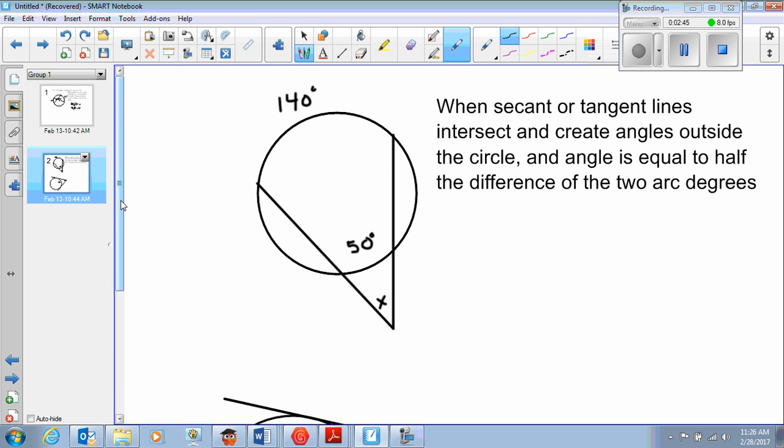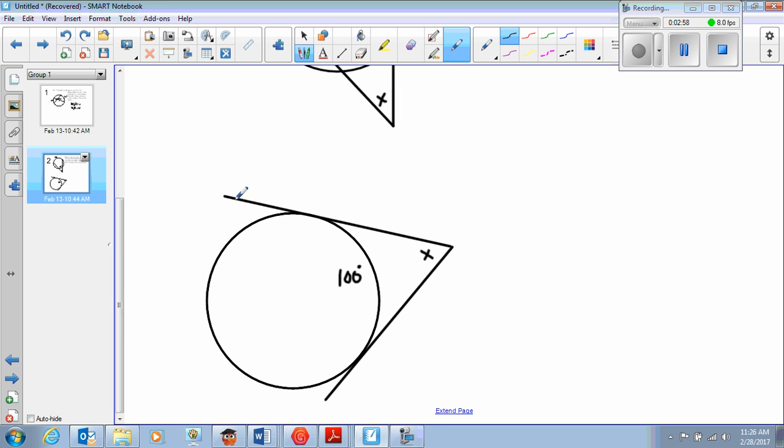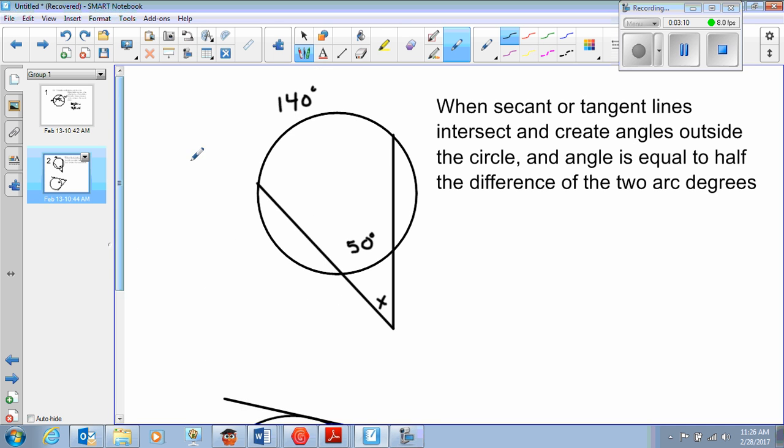Let's look at a different situation here. These are called secant lines. They're lines that go kind of like a chord, but they extend outside of the circle. Or we could have situations where they're tangent lines, where we have lines that just barely touch the circle one time and are going to create perpendicular angles with the radius of the circle. These are examples of tangent lines. We'll look through how to find these angles.